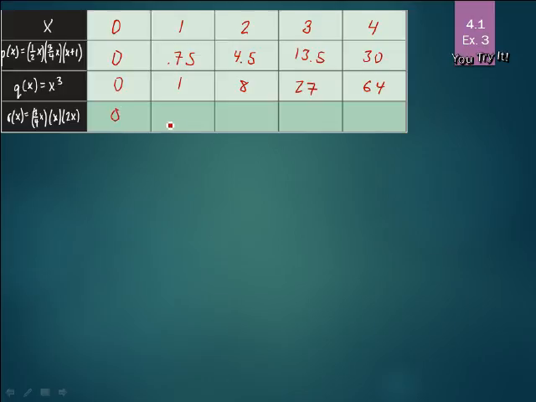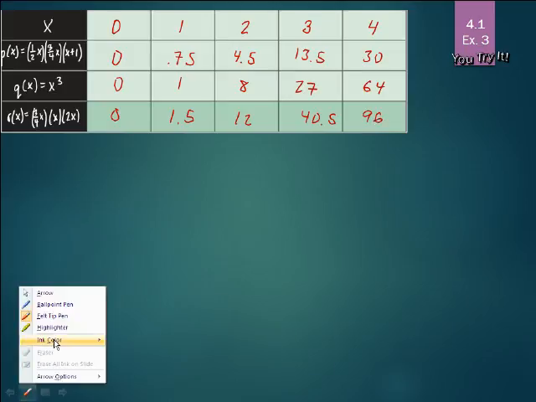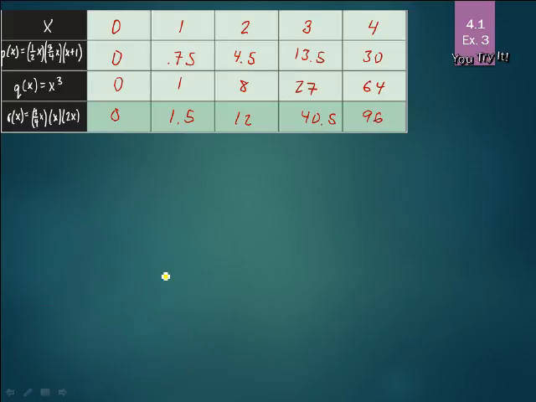If we plug in 1, we get 1.5. If we plug in 2, we get 12, and then we get 40.5. And lastly, we get 96. Okay, so now that we've got those values, again, I'm just doing these in decimal form, but if you have fractions, it will be the same thing, just in fraction form.